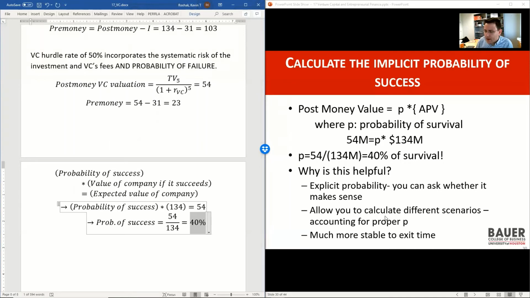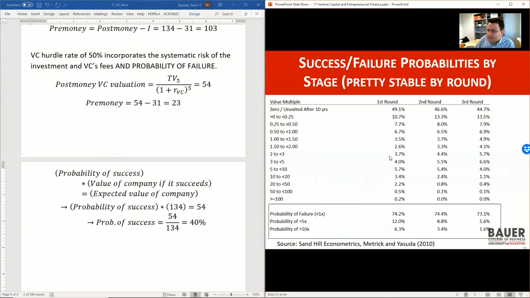It also lets you calculate the value of the company under different assumptions. So if your probability of success is really like 20%, then you can figure out what the valuation should be under that outcome. This probability is also pretty stable over time, so we can see that in this next table.